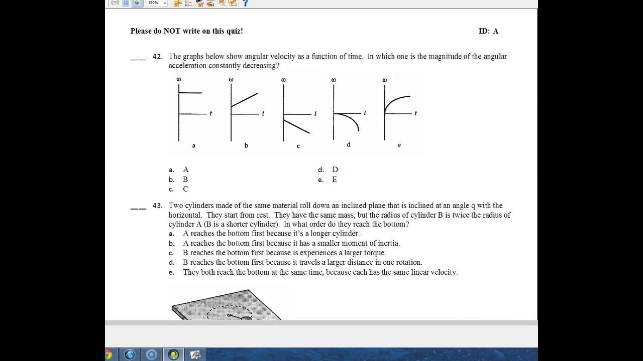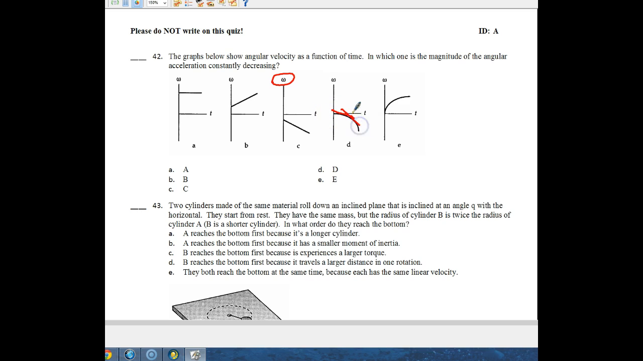Number 42, it says the graphs below show the angular velocity as a function of time. In which one is the magnitude of the angular acceleration constantly decreasing? So we know it's not this one. The speed here is basically just rolling along at one speed. Here we're increasing speed. Here we're decreasing speed, but it says in which one is the magnitude of the angular acceleration constantly decreasing? This is angular velocity constantly decreasing.